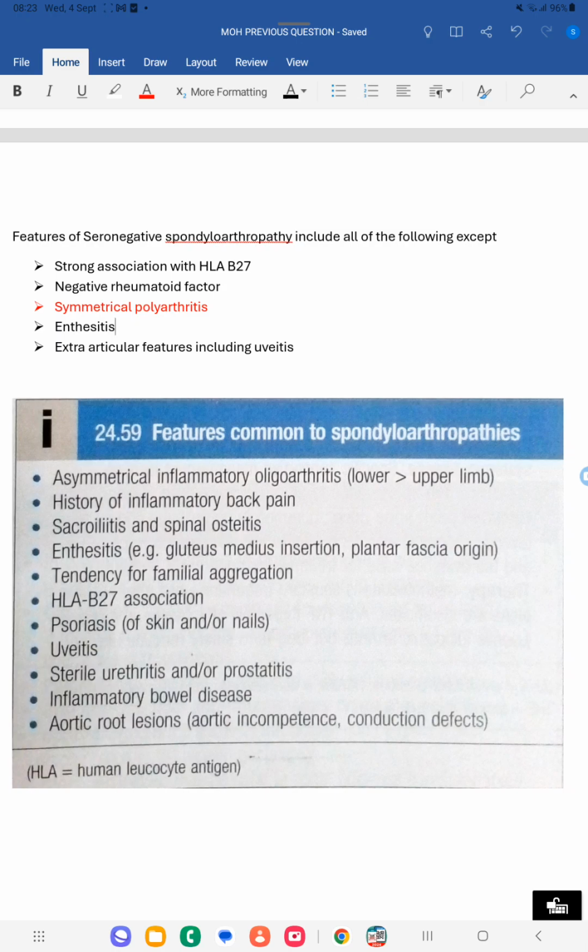Then extra articular features including uveitis. Other than arthritis, the other symptoms you will be getting in seronegative spondyloarthropathy are psoriasis, uveitis, sterile urethritis or prostatitis, inflammatory bowel disease, and aortic root lesions like aortic incompetence and conduction defects. So these are the main clinical features of spondyloarthropathy, a group of inflammatory arthritis with negative rheumatoid factor and HLA-B27 association.